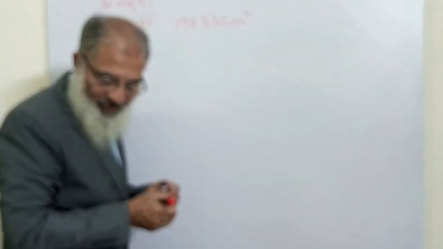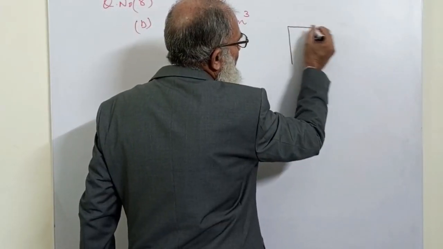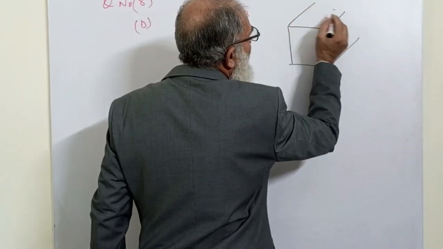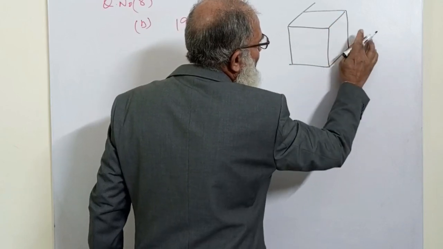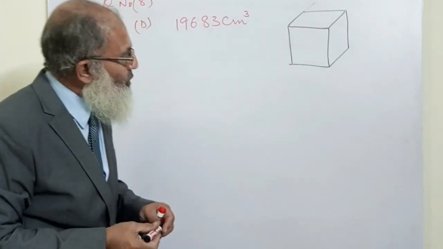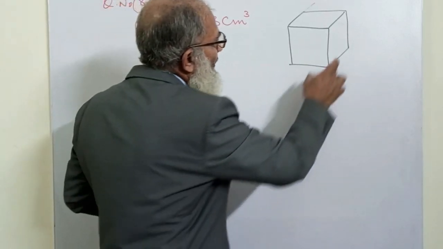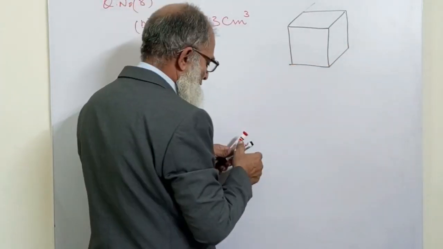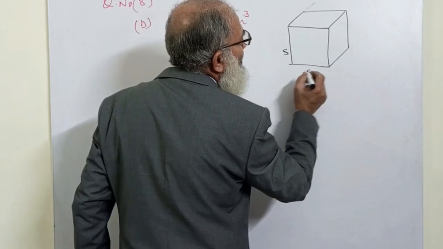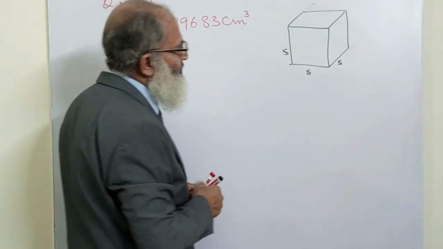Now what is a cube? Let me tell you what is a cube. Cube is a figure. Now this is a cube. You see that this is a cube like a dice, and each of its sides is equal. If this measures S, this will also measure S, and this will also measure S. Okay, so this is a cube.